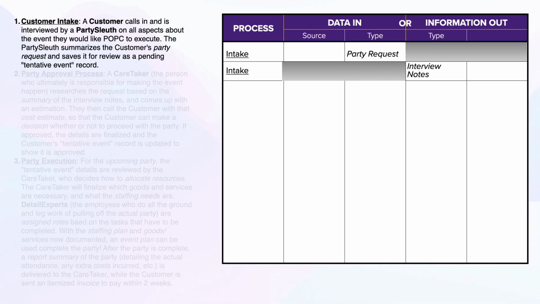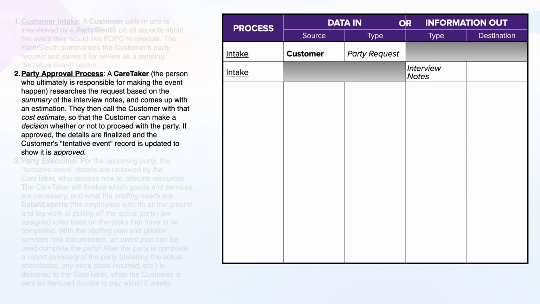What's missing so far is that we don't have sources identified. So the source of the party request as an input is, as we see in the description, customer. When we look at the output of interview notes, that actually has a destination of the next process, which is the approval process. I've used the convention of underlining the processes and bolding the actors just so it's a little bit clearer when we go into actually creating the data flow diagrams.